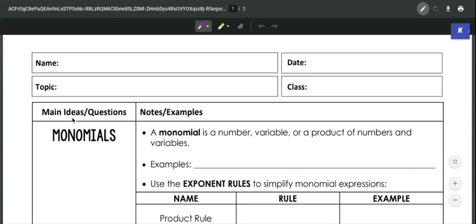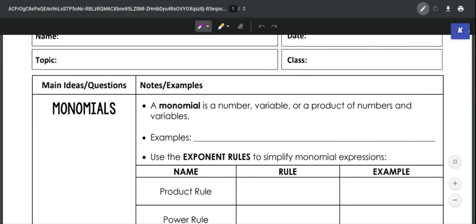So we are starting Unit 5, and Unit 5 is a lot to do with polynomial functions, like polynomial equations. But first of all, we're going to look at just some of the basics to begin with of monomials and polynomials. And monomials is going to begin with what a monomial is.